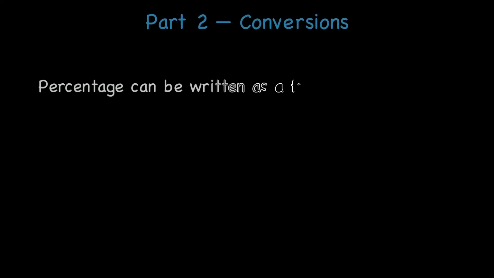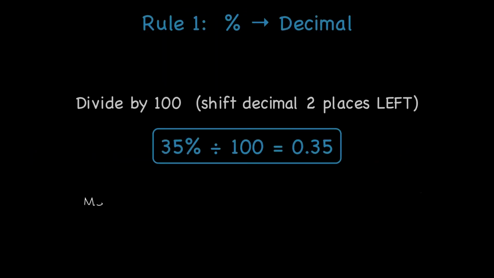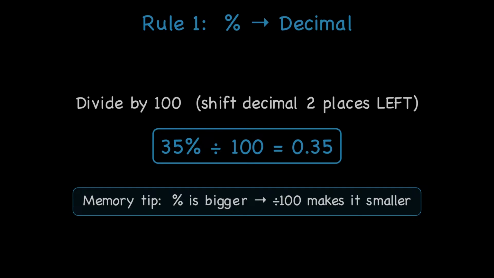Now we move to part 2, conversions. Percentage can be written as a fraction or a decimal. At PSLE, you need to move between all three forms instantly. The good news? There are only 4 conversion rules to learn. Rule 1, percent to decimal. Divide by 100. Shift the decimal point 2 places to the left. 35% becomes 0.35. Memory tip: percent is bigger, so dividing by 100 makes it smaller.